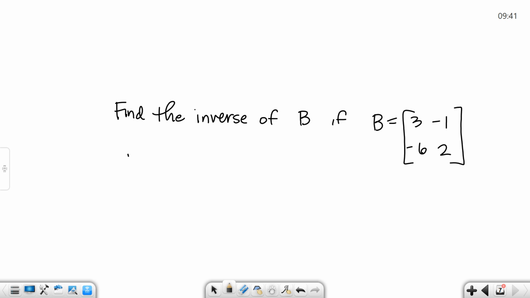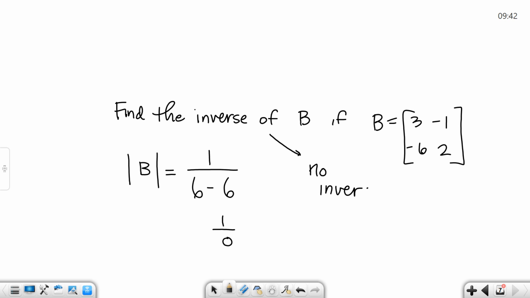B. I see. You get a divisor of 0. You get a divisor of 0. When we take the determinant here, we get 6 minus 2 negatives make a positive 6. And I can stop there. I get 1 over 0. If you get 1 over 0, it's undefined. So this has no inverse. And the reason it has no inverse is because the determinant equals 0.